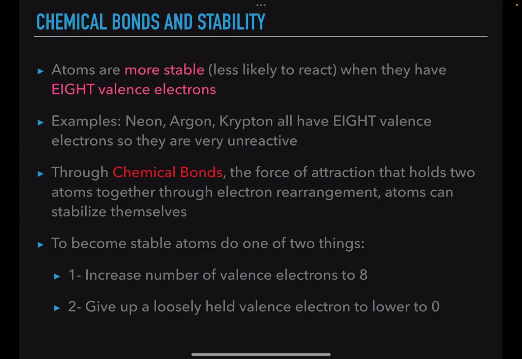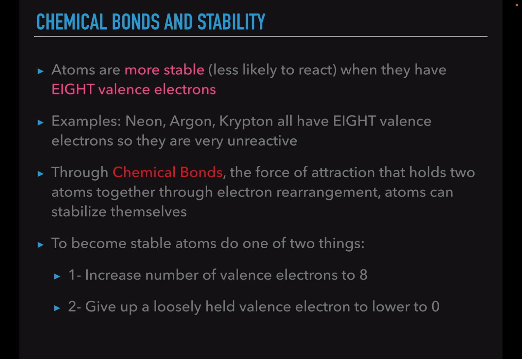Atoms tend to be more stable when they have 8 valence electrons. The magical number they want to have is 8, because then they don't need to share with anything to fill that shell. Examples are neon, argon, and krypton. They all have 8 valence electrons, and they're all very unreactive. They're the noble gases on the right-hand side that we have talked about previously, and they are unreactive because they already have their 8 valence electrons and don't need to bond with anything to get any more.